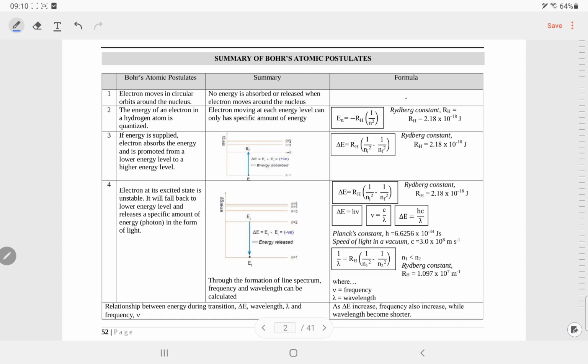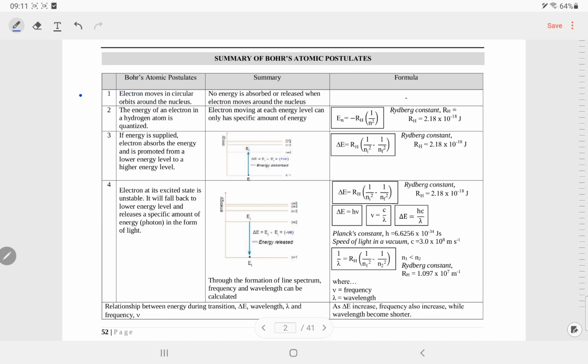Okay, so let's look at Bohr Atomic Postulate. So kalau kita tengok dekat sini, kita ada 4: 1, 2, 3 and 4. So ada 4 postulate of Bohr yang mana awak kena hafal. Okay, so let's look at the first Bohr Atomic Postulate. Dia kata the first one is electron moves in circular orbit around the nucleus.